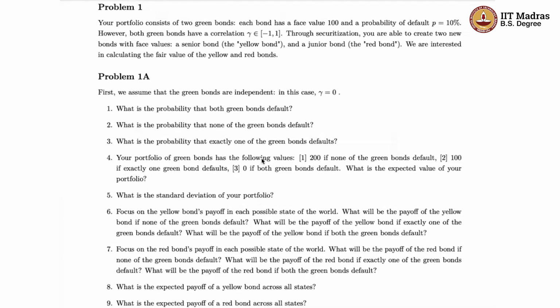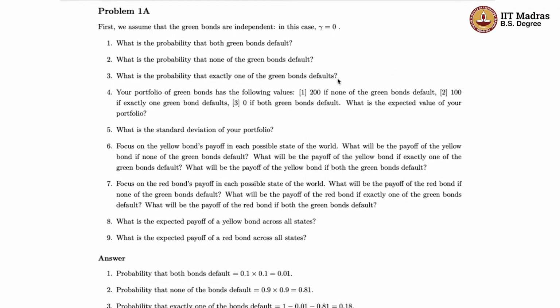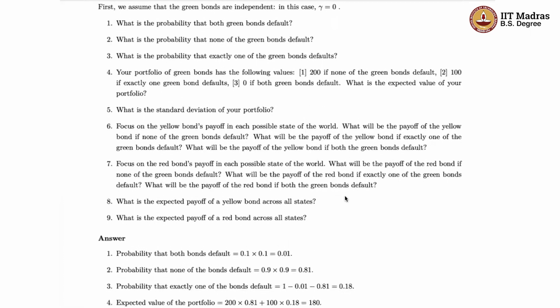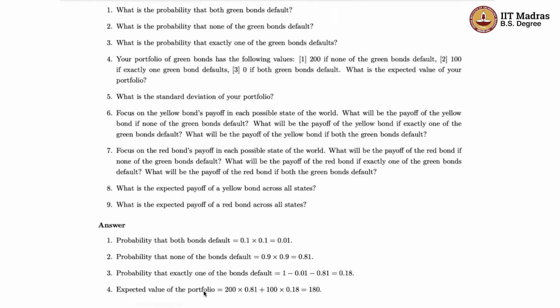The answer is yes, because we now have probabilities that we can assign to each of these three cases. The first case, 200, where none of the green bonds default, happens with probability 0.81. Exactly one green bond defaulting, in which case your portfolio is worth 100, happens with probability 0.18. And both green bonds defaulting, in which case your portfolio is worth 0, happens with probability 0.01. So you can calculate the expected value of your portfolio: 200 multiplied by 0.81 plus 100 multiplied by 0.18 plus 0 multiplied by 0.01. If you do the calculation, you will see that it's equal to 180.